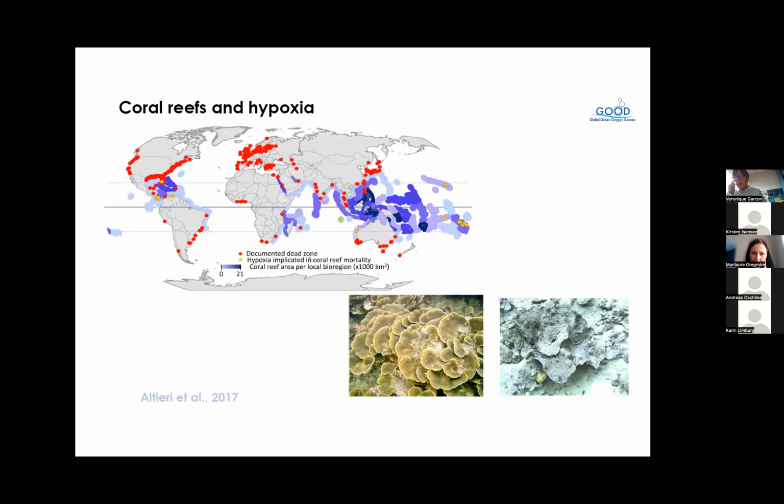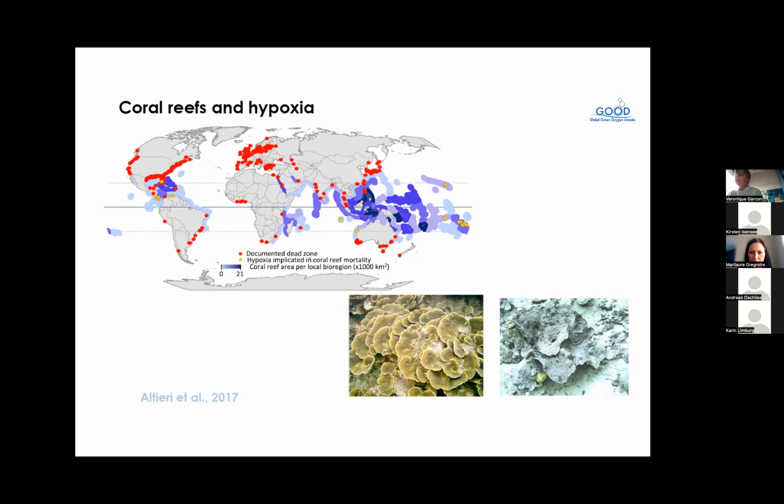Oxygen-starved coastal waters also have impact on tropical ecosystems and coral reefs. In these two pictures at the bottom, the left one shows one coral reef organism, Agaricia lamarcki, in good health, in normoxic condition. And the right one shows it after a major hypoxia event. So we're used to coral bleaching, but actually coral reefs really suffer also from low oxygen level.